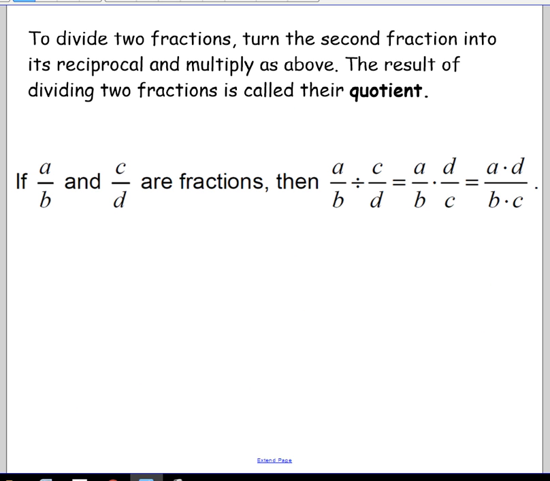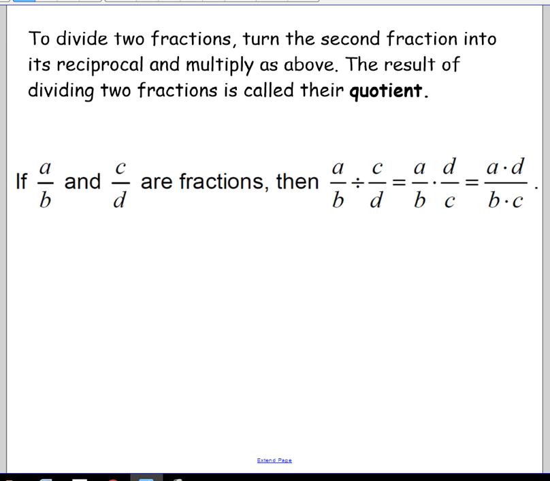Now, to divide fractions, there's one thing that we need to do that's extra, and that is to turn the second fraction into its reciprocal and multiply as previous. The reciprocal means to take the numerator and turn it into the denominator, and the denominator into the numerator. So you flip it around. And the result of dividing two fractions is called the quotient. When we divide, the answer is always the quotient.